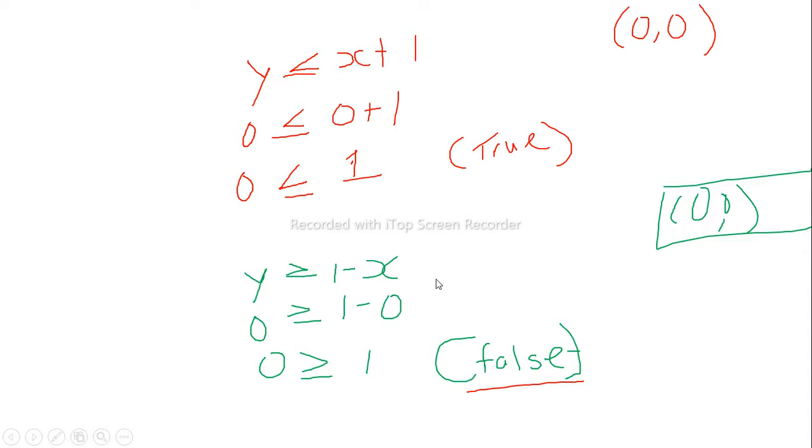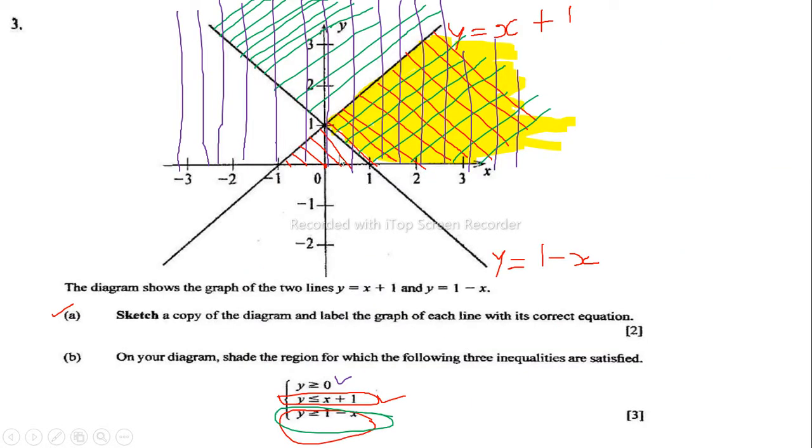Next up, we find that when we go to y is greater than or equal to 1 minus x, that's false. So when we look at this line, y is equal to 1 minus x, the origin is no longer true. The origin is false. And since the origin is false, we don't want the false region. We're going to shade the opposite way. So we shade in the opposite way from the test point 0, 0.